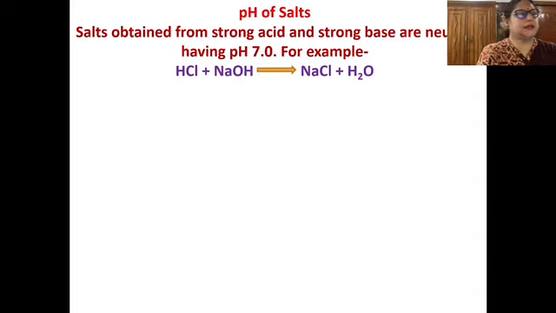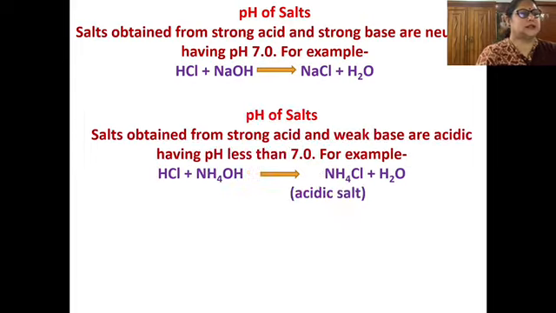So the examples are here. Hydrochloric acid and sodium hydroxide, when combined, both are strong. Therefore, we get a neutral salt, sodium chloride. Next, consider the reaction between hydrochloric acid and ammonium hydroxide. Here hydrochloric acid is a strong acid, but ammonium hydroxide is a weak base. So the salt is ammonium chloride, which is considered an acidic salt, and the pH value is less than 7.